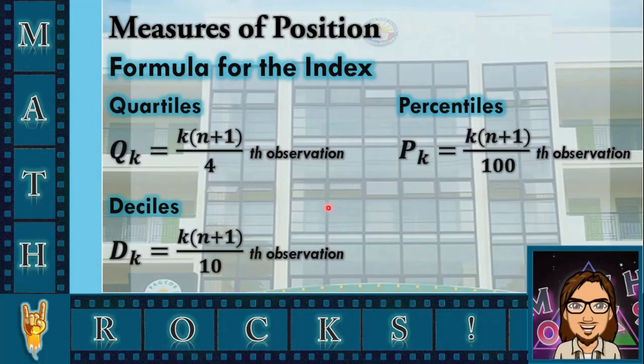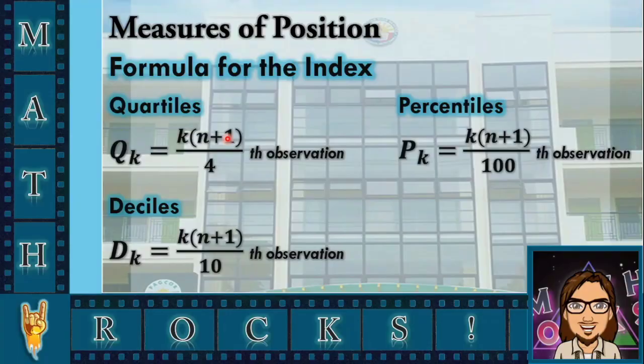And notice that all of these formulas actually have a similar numerator, in which we have the index of the quartile. So if we are looking for the first quartile, then k is equal to 1. We substitute that value of k right here, and simply multiply it with n plus 1. And the same goes for the rest.